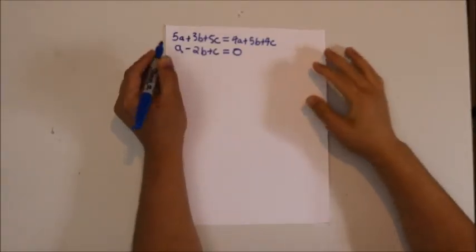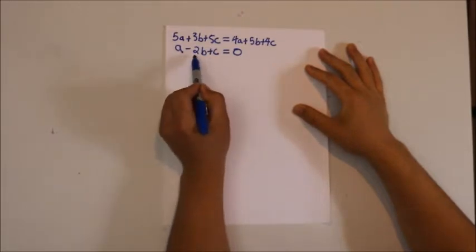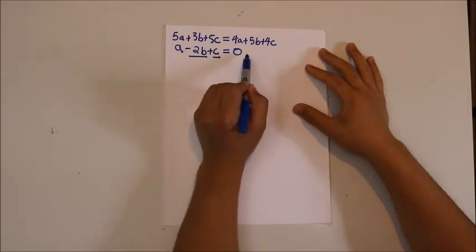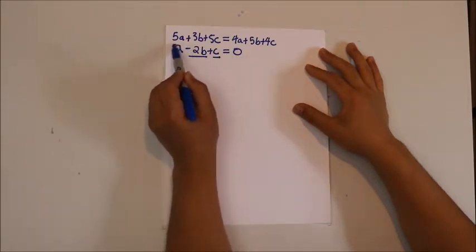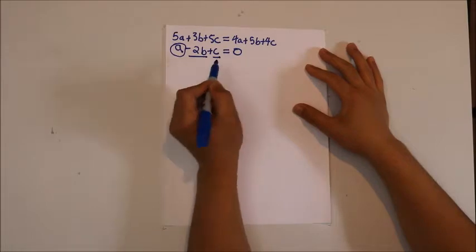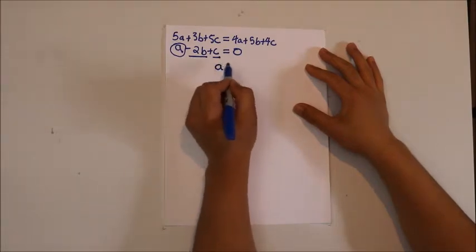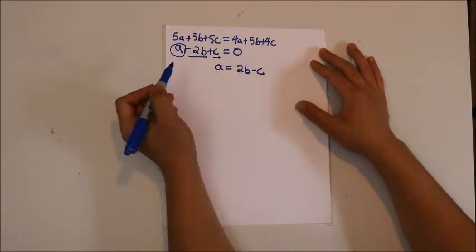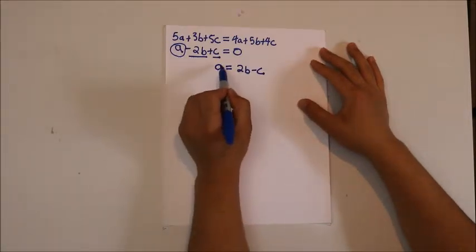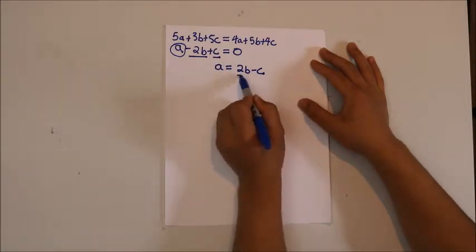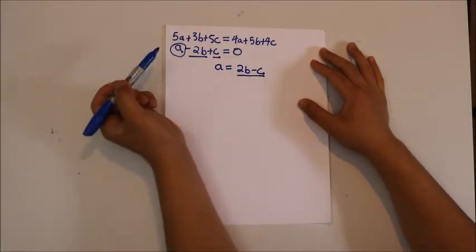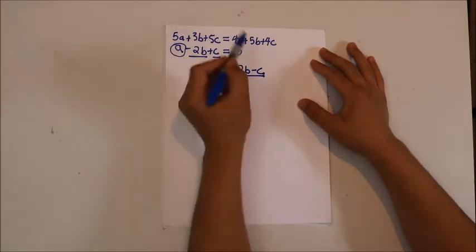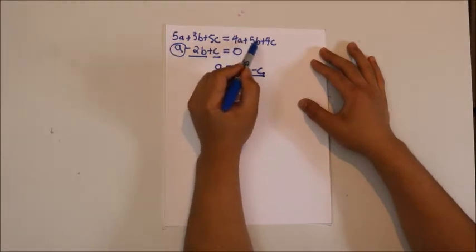From here, all we have to do is rearrange these 2 elements, negative 2b and c, and move them to the right side so that we can isolate the element a. So once we do that, we get a is equal to 2b minus c. So now all we have to do is substitute this value of a, which is 2b minus c, into any one of the equations above. So either this one, 5a plus 3b plus 5c, or this one, 4a plus 5b plus 4c.